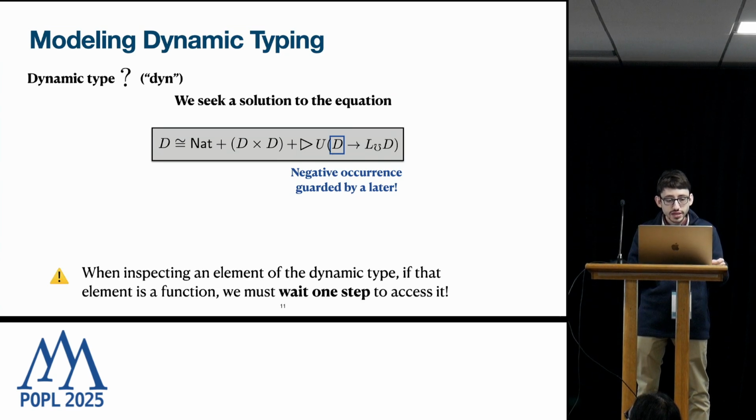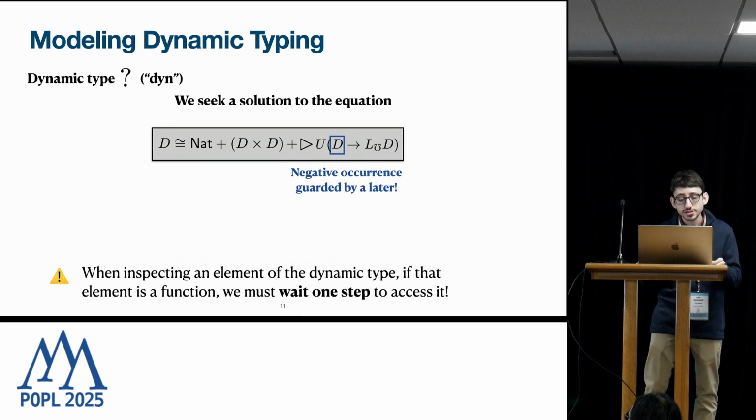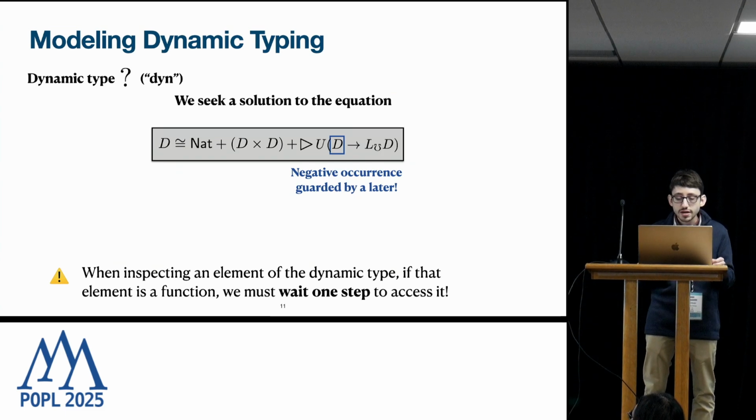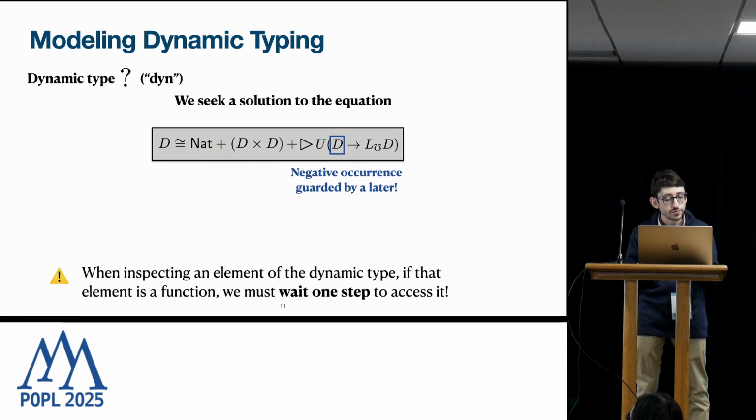The important thing here is that although this use of the later modality gives us a semantics for the dynamic type essentially for free, a program now has to take an observable step whenever it wants to inspect a value of the dynamic type when that value happens to be a function, because it's only available one step later. And so this fact has major implications for defining the relational semantics, as we'll see next.